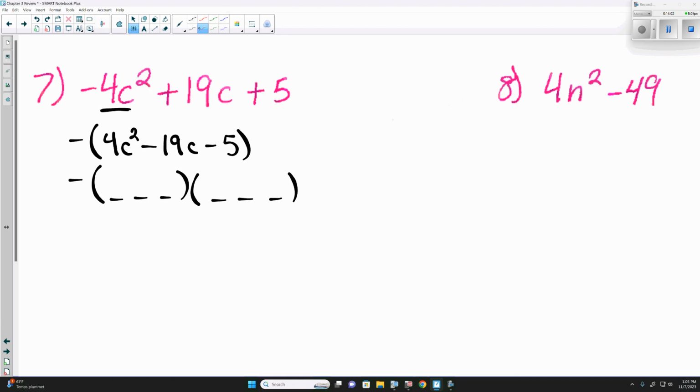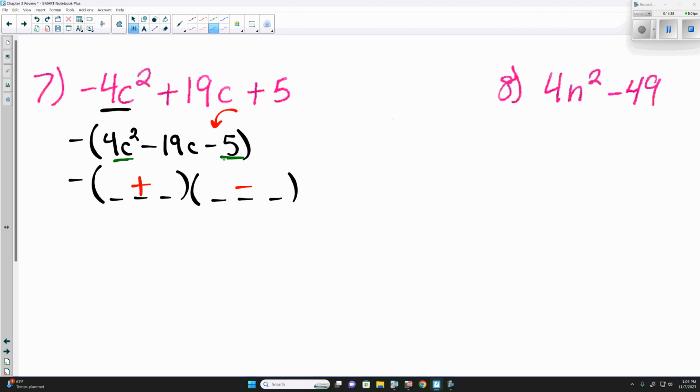Okay, find the signs. If the third term is positive, the signs are the same and match the sign of the middle term. If the third term is negative, the signs are opposite. Here, the third term is negative. So one of them will be positive, and the other is negative. Now, it really doesn't matter at this point which one we set is plus, which one is minus, because step number 5 is to check. So if we do have it in the wrong setup, we can fix it after we check. That's why the check step is so nice.